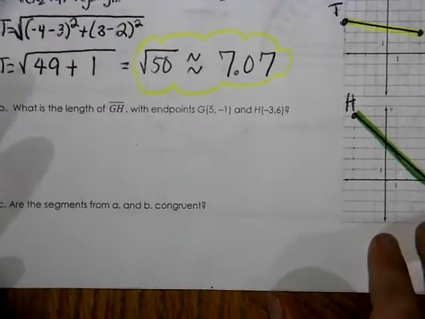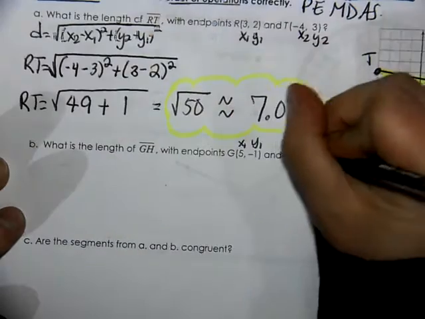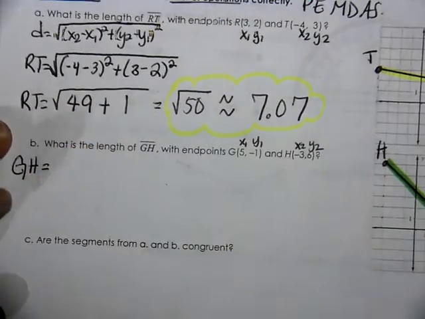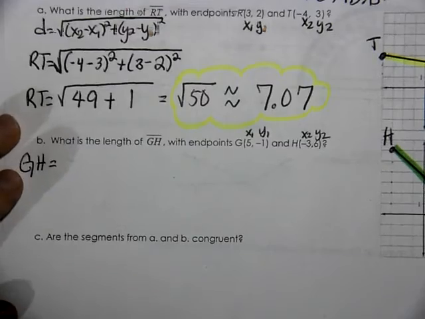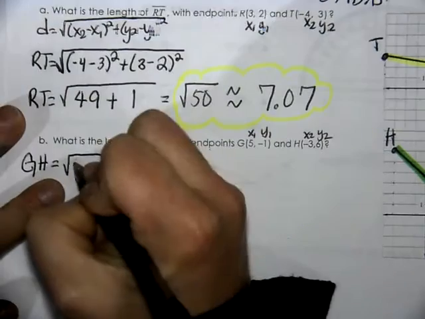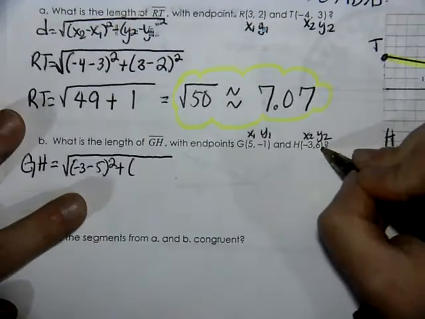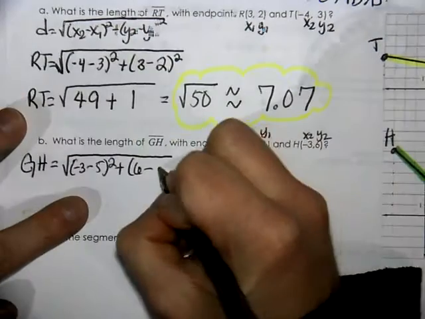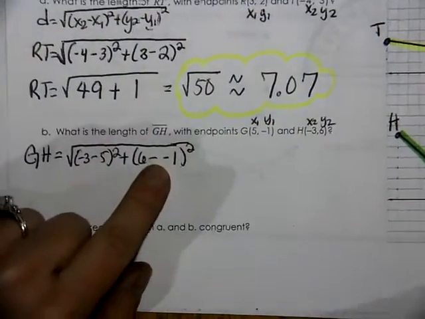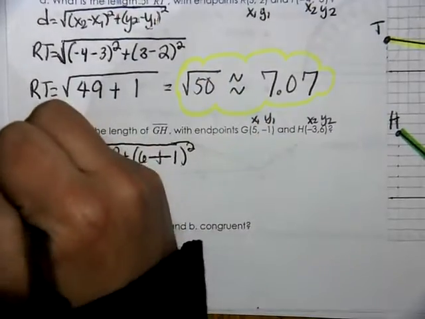So I need to find what that length is using the distance formula. If it helps you to label, please label x1, y1, and x2, y2. And I'm going to write GH is equal to, notice GH has no line because we're talking about length. GH is equal to the square root of x2, which is -3, minus x1, which is 5, squared, plus y2, which is 6, minus y1, which is -1. Please be careful right here with your signs. We have a negative inside of our parentheses. A negative makes a positive.